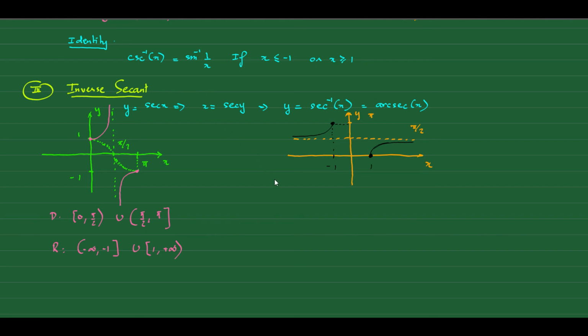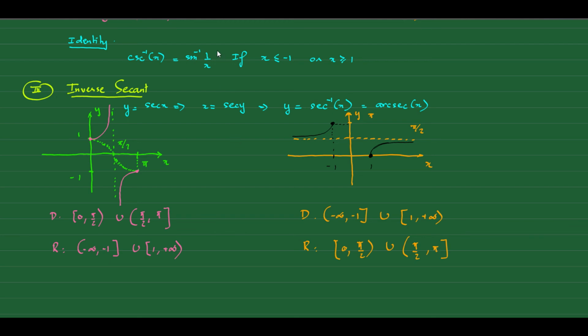Okay, so right now we have the domain from -infinity to -1 included, union 1 to positive infinity, and the range goes from 0 included, union pi over 2, pi over 2 not included, to pi included. There you go.